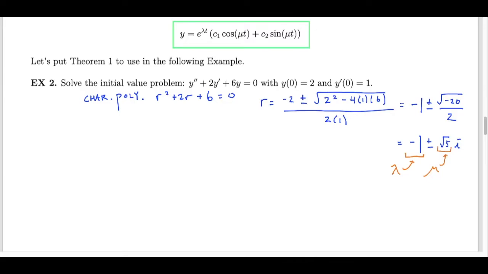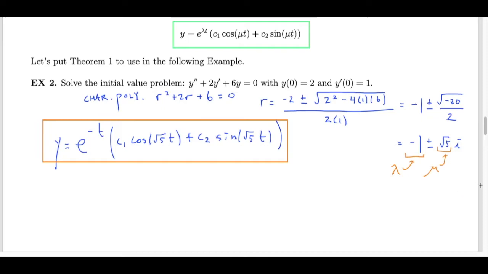Now, based on the derivation we did on the previous page, we can go straight to this general solution. I don't have to do any additional derivation. I can just directly utilize this formula for the general solution. Utilizing this formula in the green box, I get this general solution in my orange box. So I have plugged in lambda and mu appropriately. So this is the general solution of my differential equation.